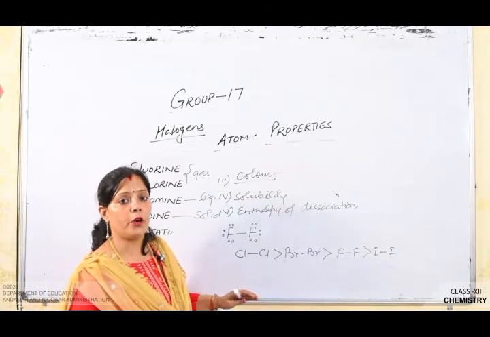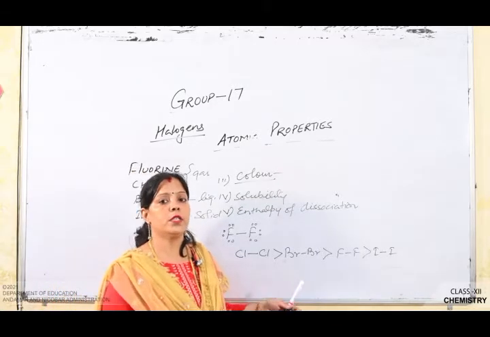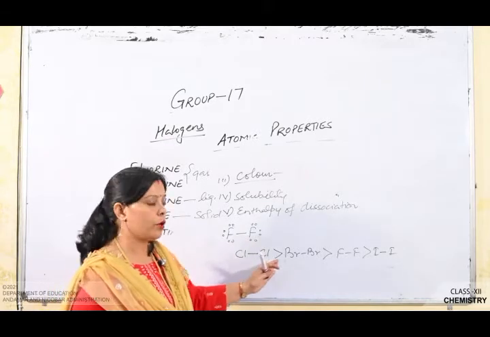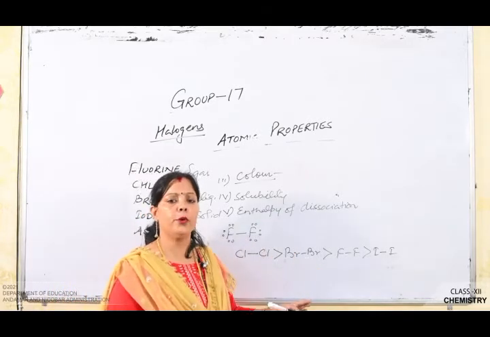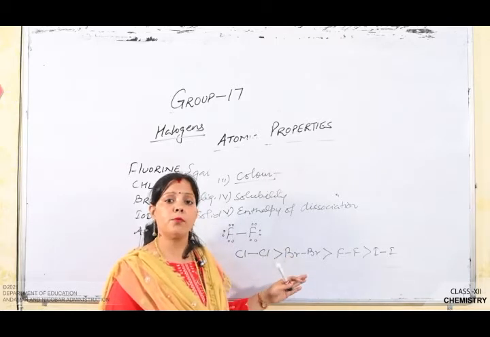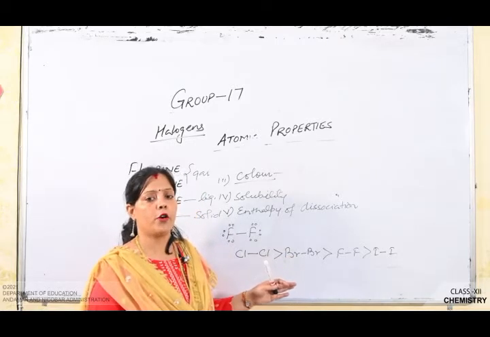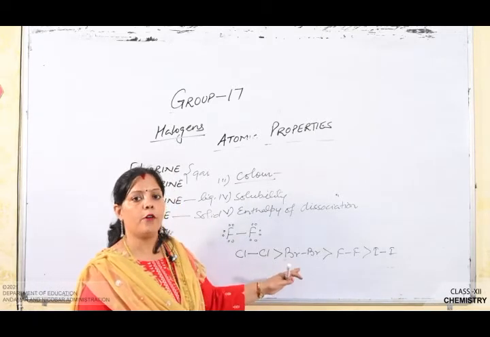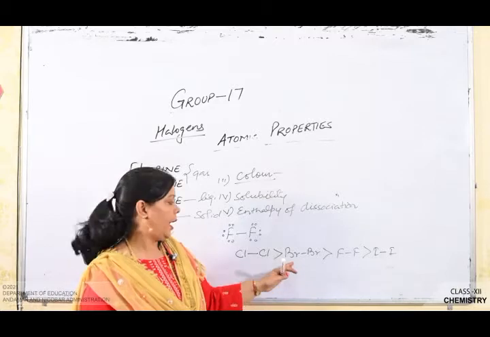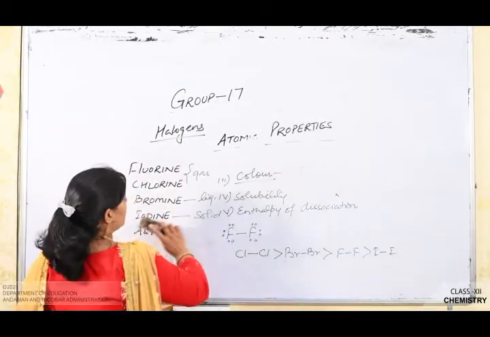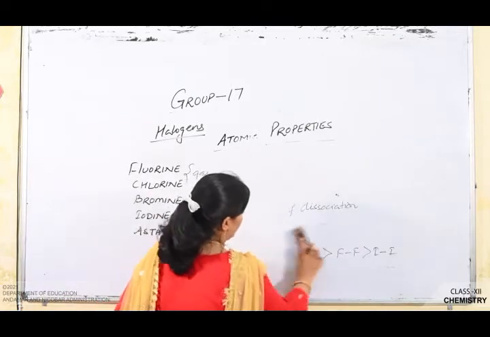So it is very important children, mostly reasoning questions come like that: why is the bond dissociation enthalpy of fluorine less than chlorine and bromine? It is only due to the small size of the F atoms, and due to the small size a large inter-electronic repulsion is found, and that's why the bond dissociation enthalpy of fluorine is less than chlorine and bromine. Next we move to the important chemical properties of group 17 elements.